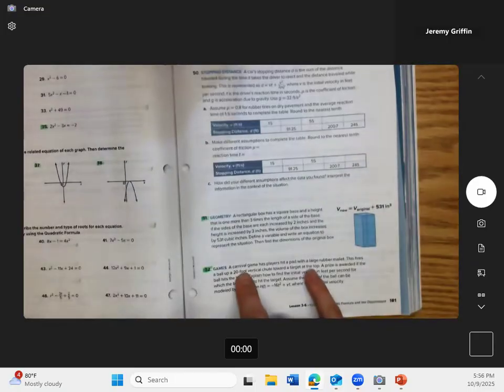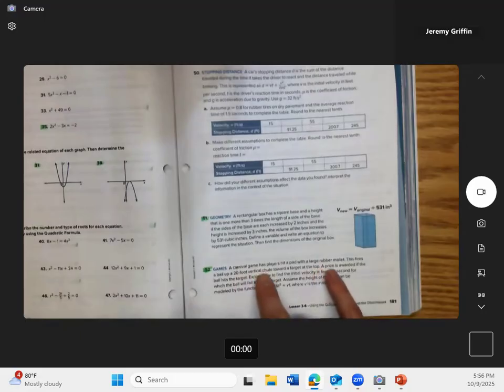52. A carnival game has players hit a pad with a large rubber mallet. This fires a ball up a 20-foot vertical chute toward a target at the top. A prize is awarded if the ball hits the target. Explain how to find the initial velocity, in feet per second, for which the ball will fail to hit the target. Assume the height of the ball can be modeled by h equals negative 16t squared plus bt, where b is the initial velocity. Yeah, that's exactly what we got.